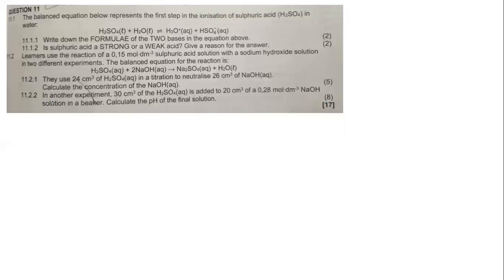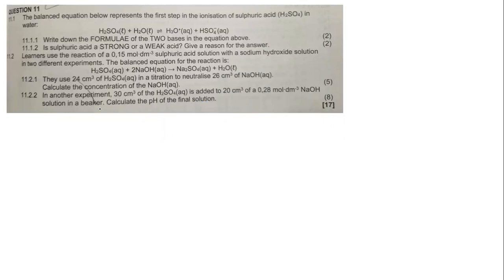So now in another experiment, 30 cubic centimeters of the H2SO4 is added to 20 cubic centimeters of 0.28 mole per cubic decimeter of sodium hydroxide solution in a beaker. Calculate the pH of the final solution.